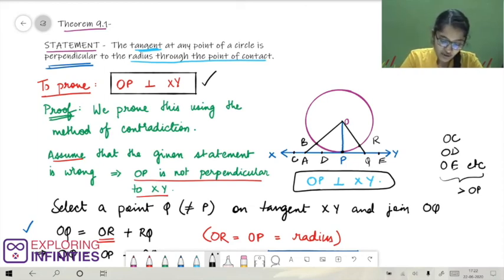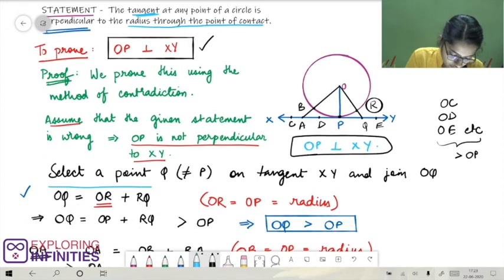First, we selected a point Q on tangent xy which is not the same as P. Then we joined OQ and we considered the point of intersection of line segment OQ and the circle to be R. So we were able to express OQ as the sum of OR and RQ. But OR is equal to OP since OP and OR are radii of the same circle. Hence, we wrote that OQ is equal to OP plus RQ.